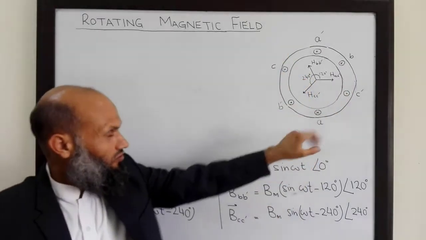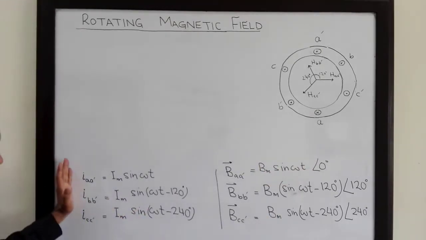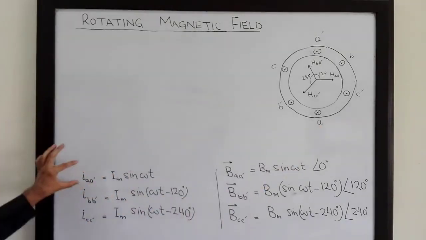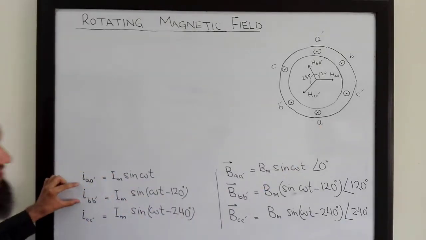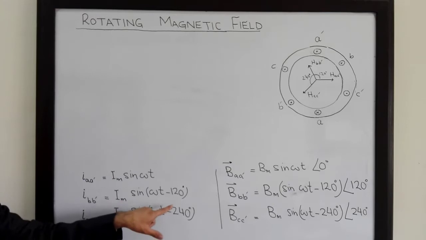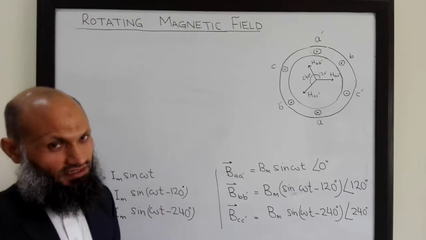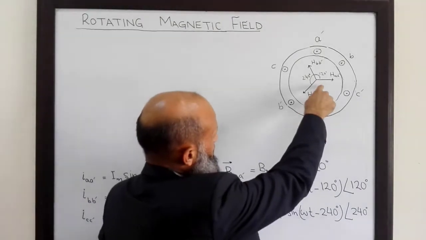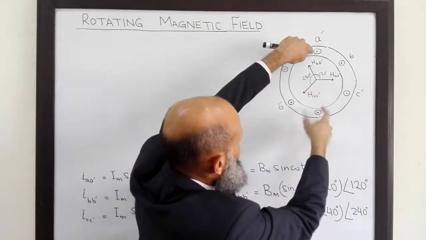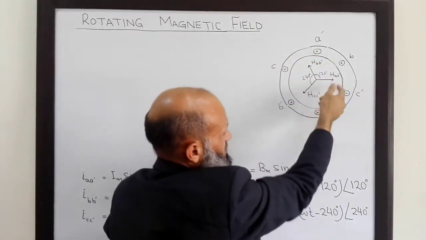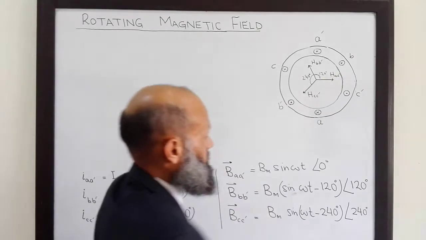These three coils are supplied with three-phase currents. That is, in this coil, current IA dash flows, and in the second coil, this current flows, and in coil CC, this current flows. These currents are three-phase currents. Due to these currents, there will be magnetic fields. For example, due to this coil, the magnetic field strength is HA dash. Direction can be determined by the right hand rule.